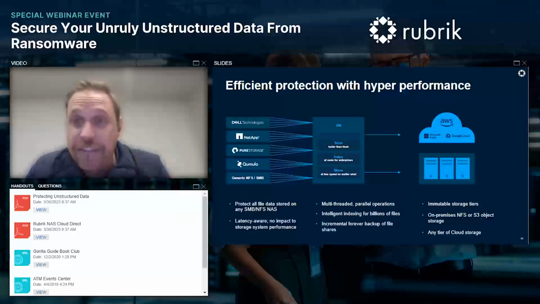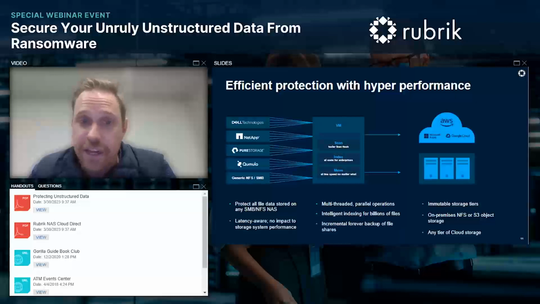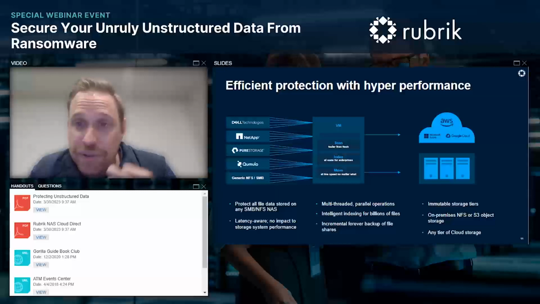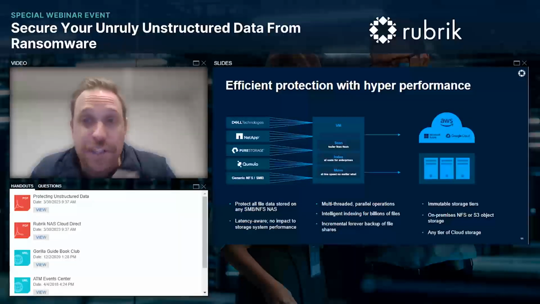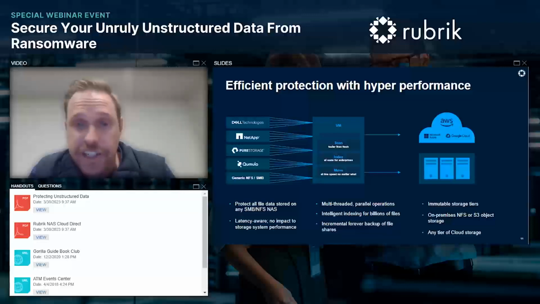So again, any file system, NFS or SMB, and then we have our VM. Our VM has 3 main pillars. That's the scanning, the index, and the movement. And so we'll scan that data. And what we do differently than anyone else is we do all 3 operations in parallel at the same time. So as we're scanning the data and understanding any changes, we then move the data once we identify a change. And once it lands, we commit it to our index.